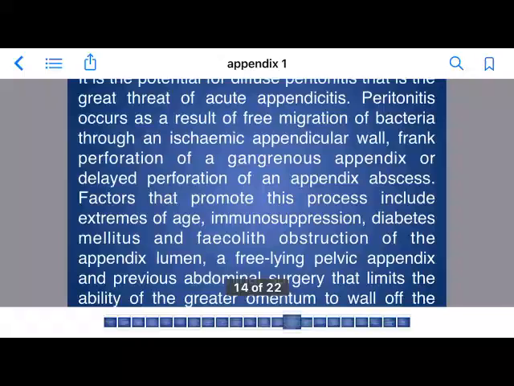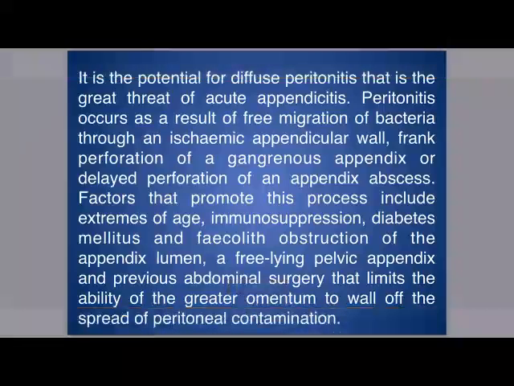In addition, a free-lying pelvic appendix, which is away from the omental defense mechanism, or previous abdominal surgery, which limits the ability of the greater omentum to wall off spread of peritoneal contamination. So all these factors favor diffuse peritonitis rather than localized peritonitis if acute appendicitis develops.